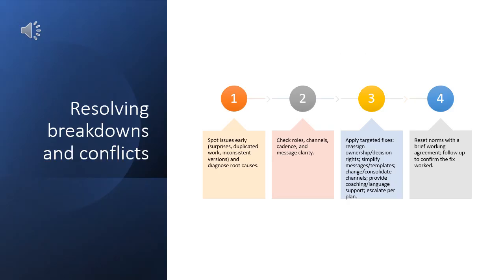Spot issues early. Common symptoms include surprises, duplicated work, and inconsistent versions. Diagnose the root cause, not the symptom. Check roles, channels, cadence, and message clarity. Fix quickly with targeted actions. Reassign ownership and decision rights.